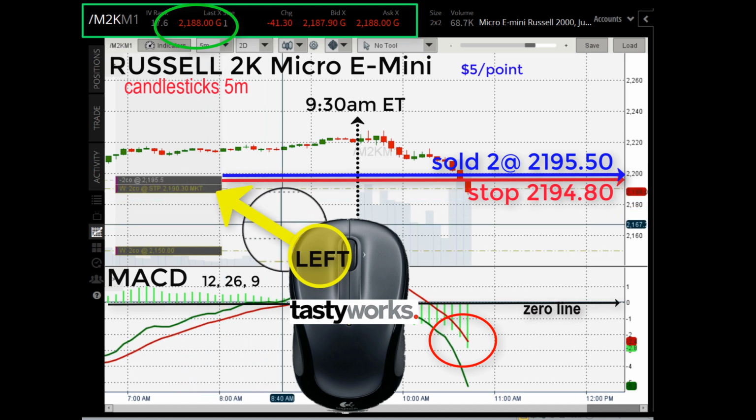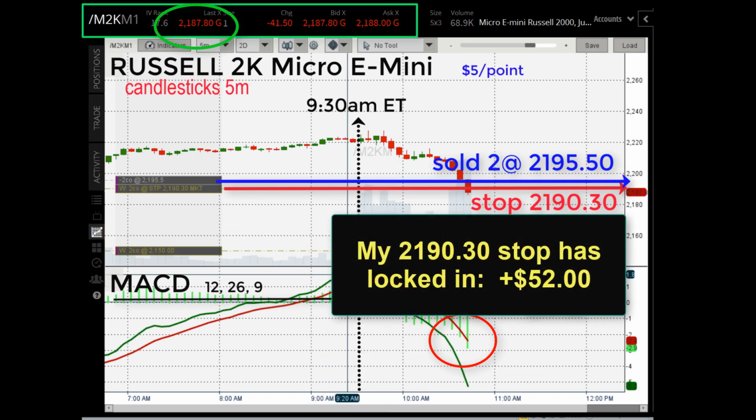Trade's really going in my favor, 21.88 now. And my stop at 21.90.30 now has $52 profit locked in. And I think that was the third stop in the trade so far. Now it's actually the same stop, but I'm moving the price on it. I'm just changing the order.